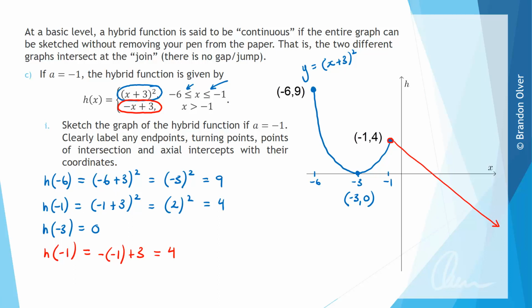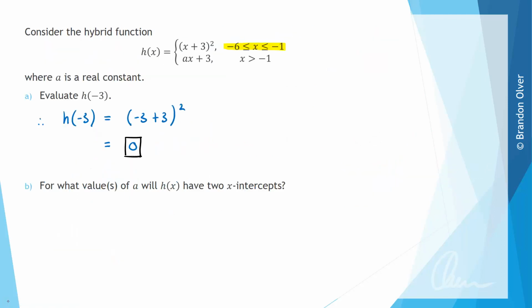So the key features of this graph are going to be the y-intercept, and that's at 0, 3, and you could substitute y equals 0 and solve for x, and you'd get +3, 0 here for the x-intercept. So that is the graph of the hybrid function h of x. So that line in red was y equals -x plus 3. So now that we've sketched that graph, we're going to go back and consider B. And that was for what values of a will h of x have two x-intercepts.